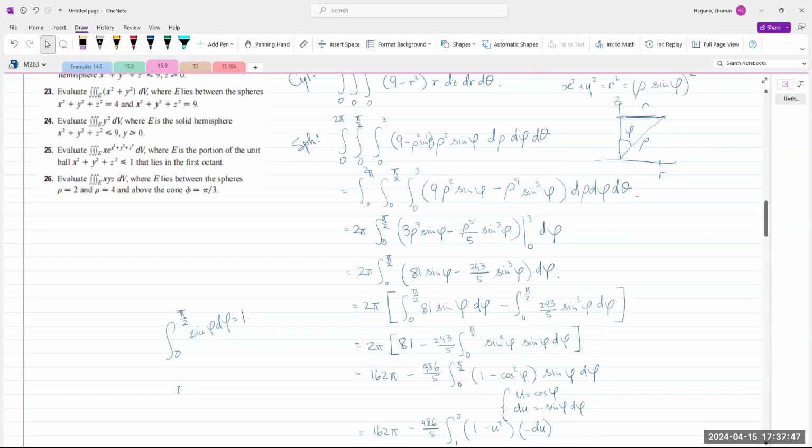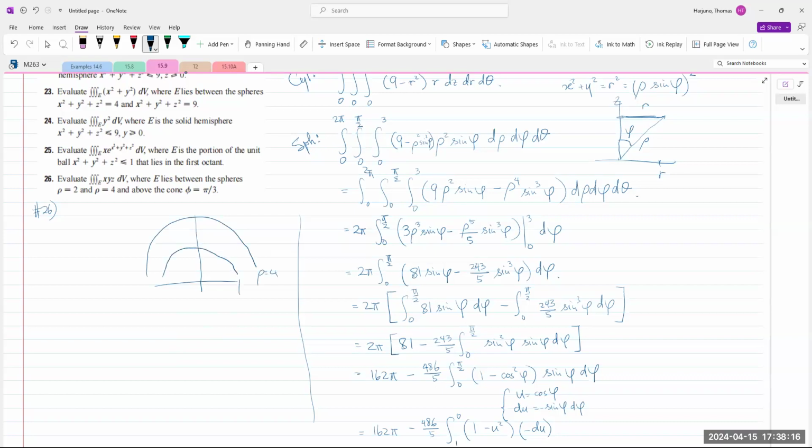Okay, that's for number 22. Let's see number 26 then. I randomly pick questions, honestly. Okay, number 26. Evaluate these triple integrals where E, the solid E, lies between the spheres and above the cone. So if it is between the spheres with rho equals 4 and rho equals 2, and above the cone phi equals pi over 3. So that's what the solid looks like, huh? Of course we need to revolve this around the z-axis though.